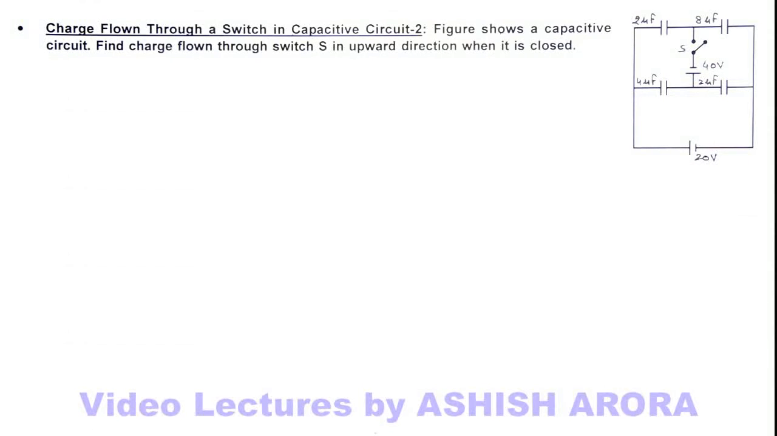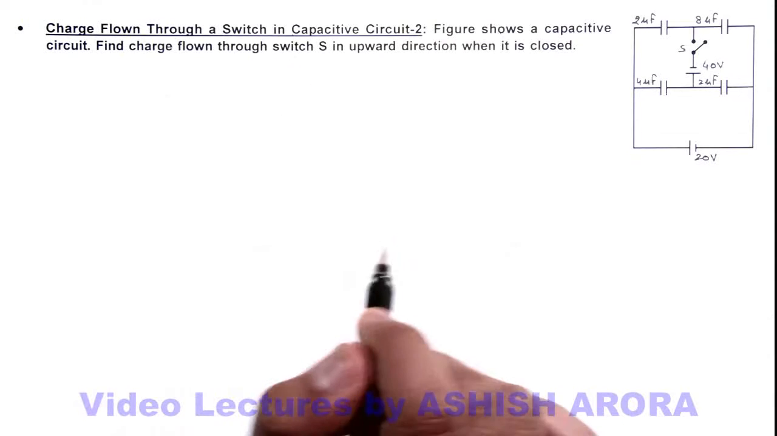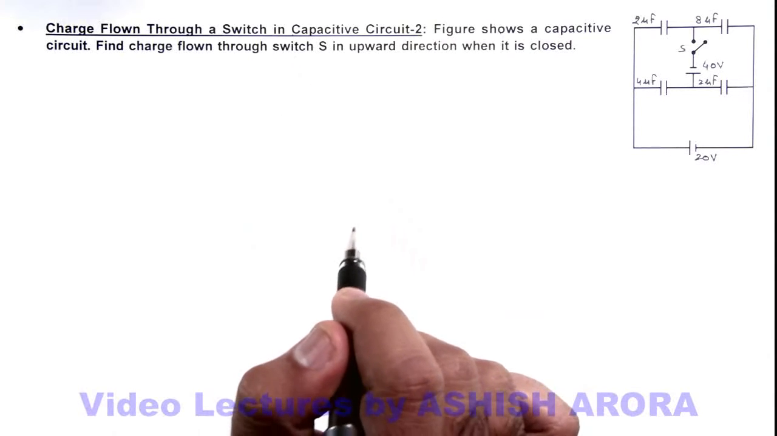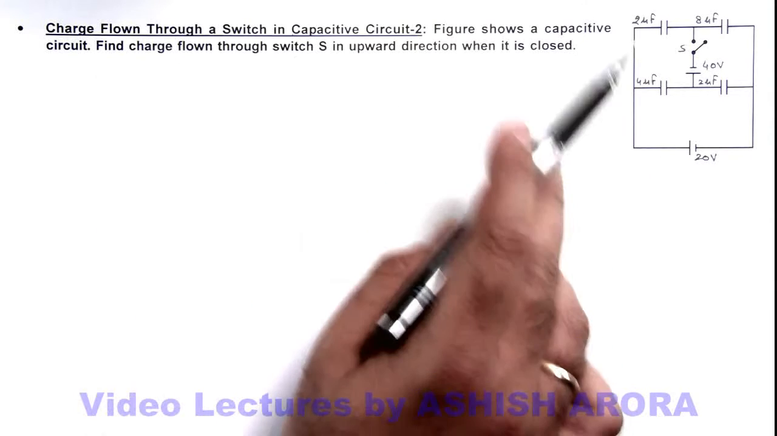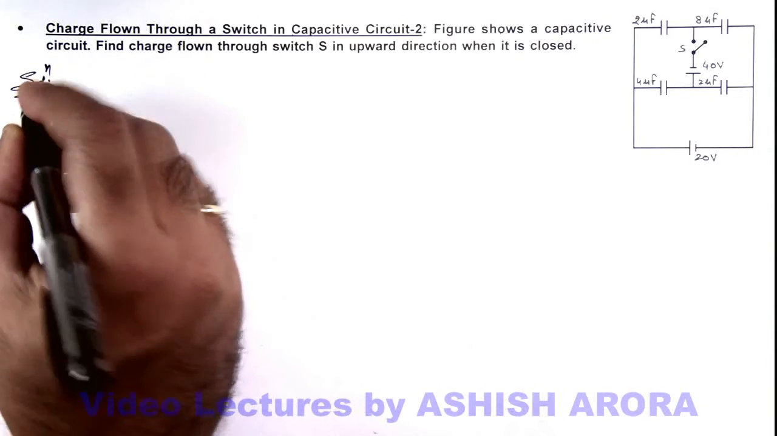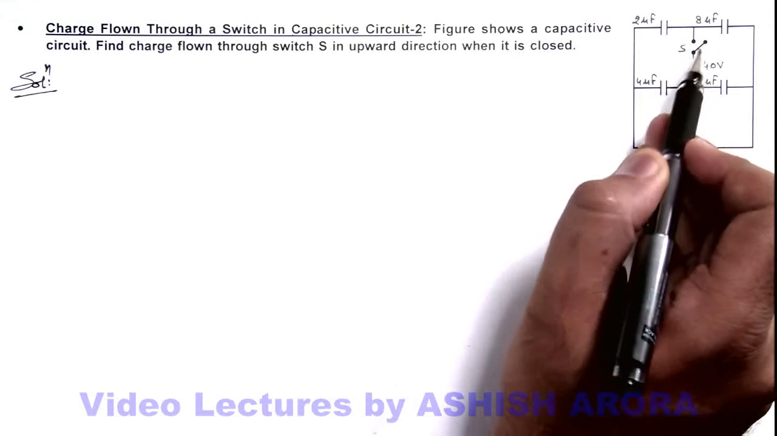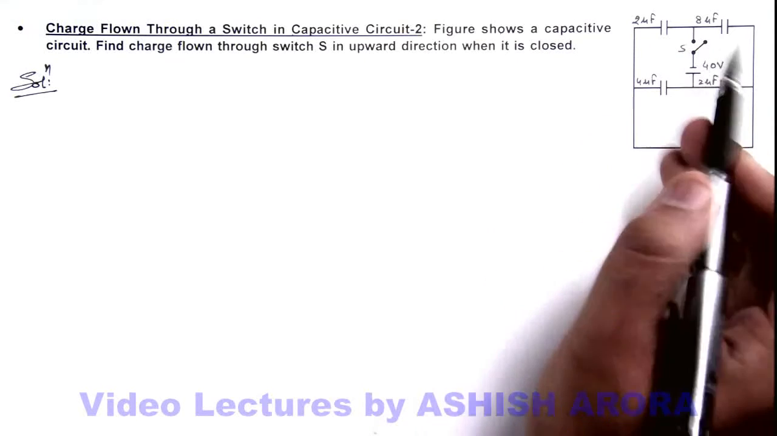In this illustration, once again we discuss the charge flown through a switch in a capacitive circuit. Here you can see the figure shows a capacitive circuit and we are going to find the charge flown through the switch in an upward direction when it is closed. So here also we calculate the initial charge on the plates of the capacitors before closing the switch and then after closing the switch, and take the difference to find the required result.